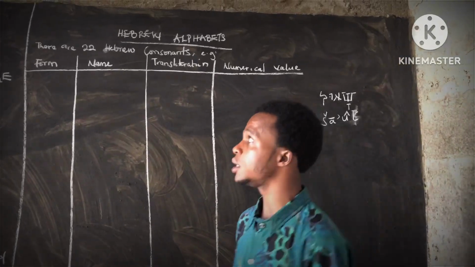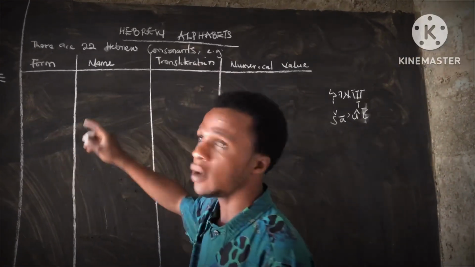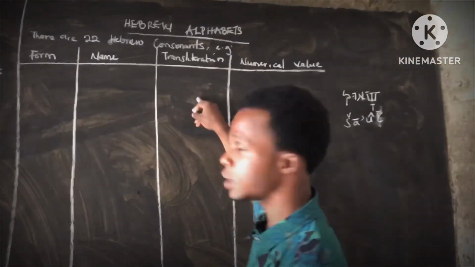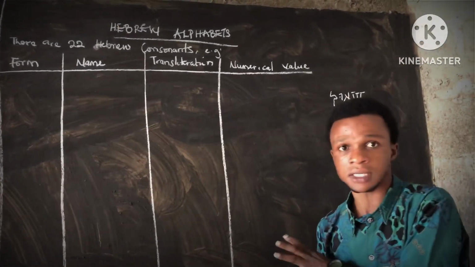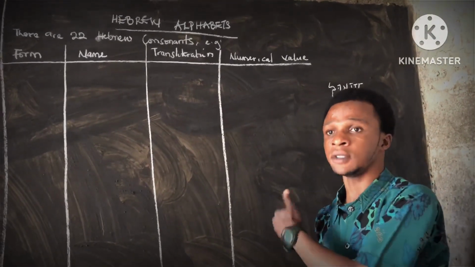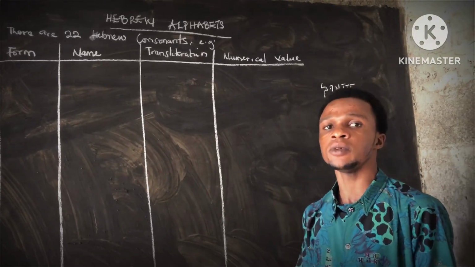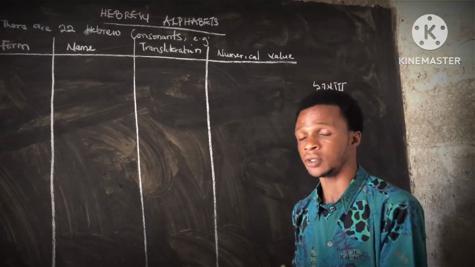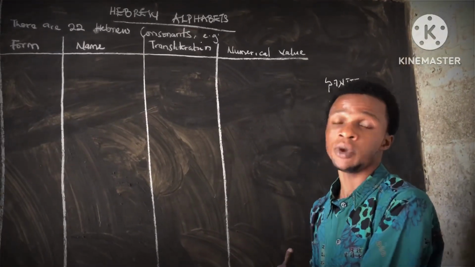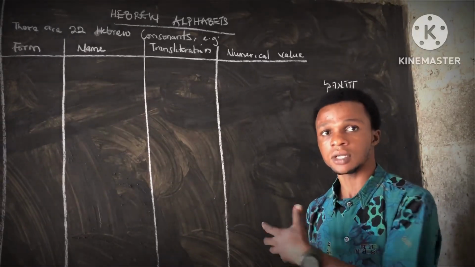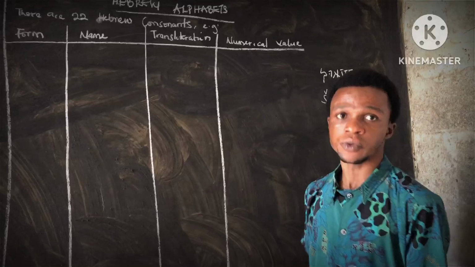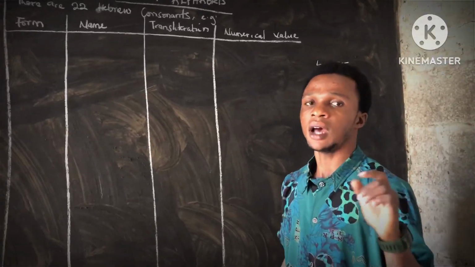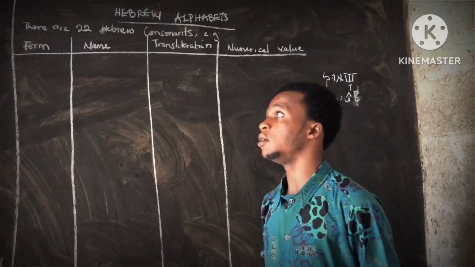So for the first consonant, you can see we have the form, we have the name of it, we have the transliteration, and we have the numerical value. Numerical value is another aspect of the Hebrew language that you have to understand. The Hebrew language, the Israelites, does not count numbers the way we count numbers. But as we move on, we are going to understand how they actually count their numbers.